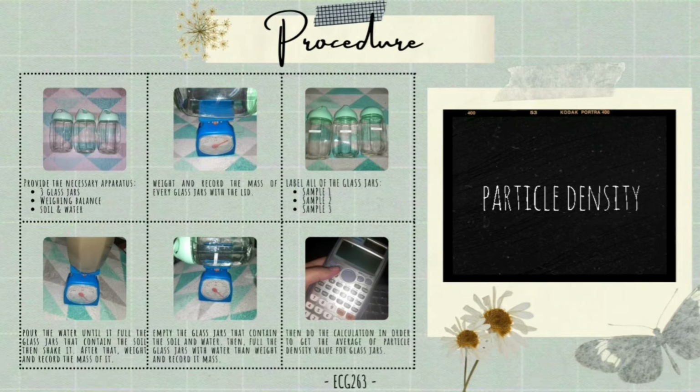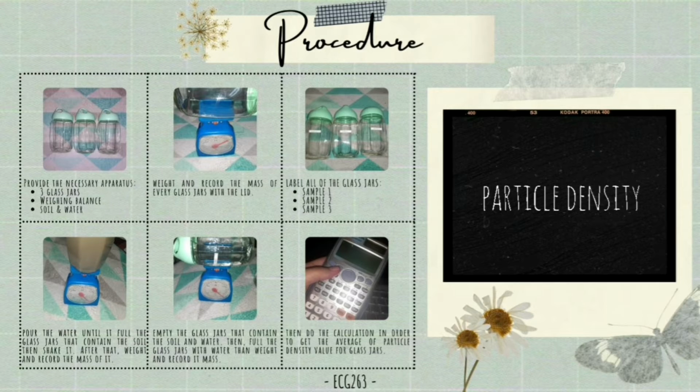These are the procedures that have been made in the particle density experiment. It starts by providing the necessary apparatus that has been mentioned before. The next step is to weigh and record the mass of every glass jar with the lid. Then label all of the glass jars as sample 1, sample 2, and sample 3. The fourth step is to pour water until it fills the glass jars that contain the soil. Then shake it well. After that, wait and record the mass of it.